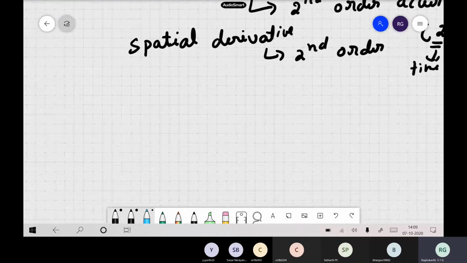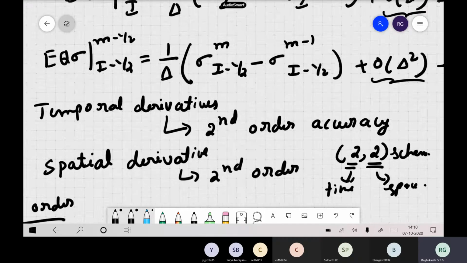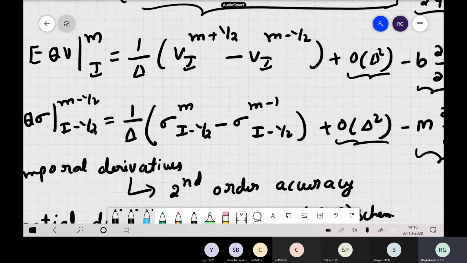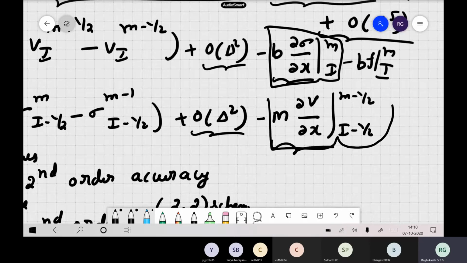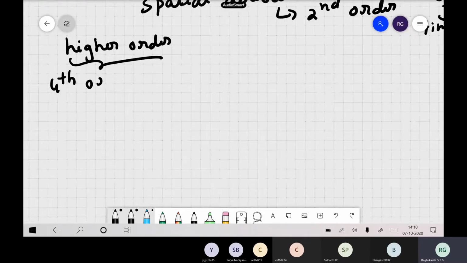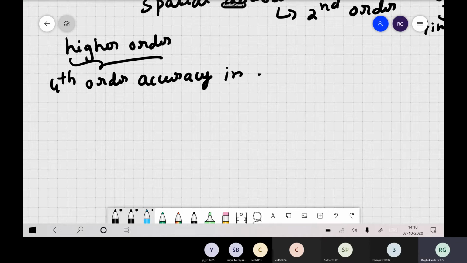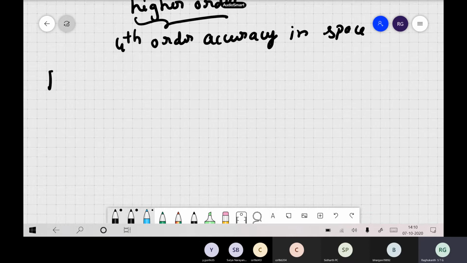Now we can derive the higher order expansions also. Higher order we can include. For example, if you see this scheme itself, these are second order in time. Now this is the spatial derivative. These terms, whatever we have in this combination, that is ∂v/∂x and ∂σ/∂x, we can expand in terms of higher order. You can take fourth order actually. So you can write these expressions if you go for fourth order accuracy in space. Then for this finite difference scheme, the equations will be something like this. So find the first equation.